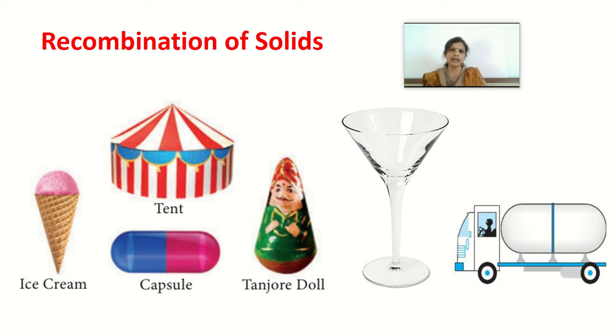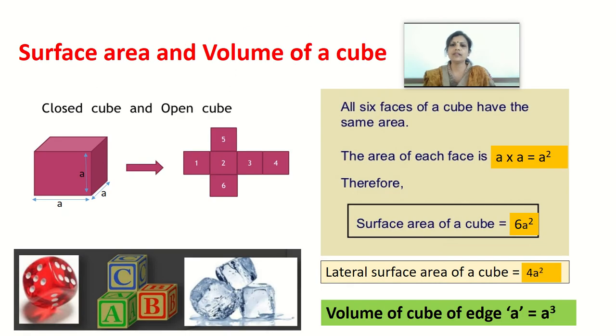So to begin with the topic, I want all of you to quickly revise the formulas which we learned last year. Here is the first solid figure, the cube. All 6 faces of the cube have the same area. We have taken A as the edge of the cube. Therefore, the area of each face of the cube is equal to A square, and so we get the formula: surface area of a cube is equal to 6 A square.